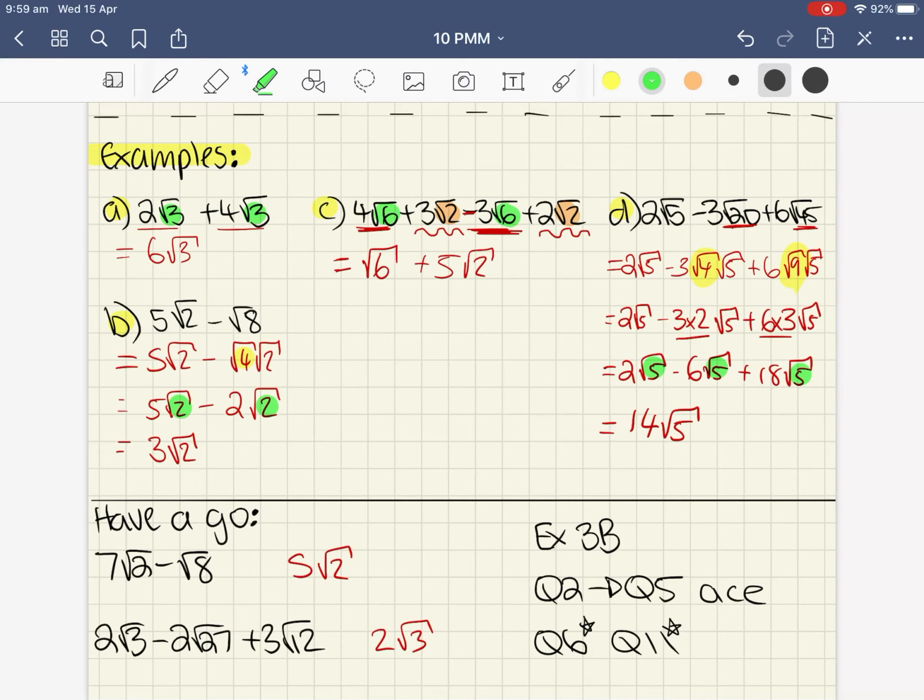Then I want you to have a go at these questions in exercise 3B. Okay, so just do A, C, and E from question 2 to 5. And if you're looking for that challenge, we've got question 6 and question 11.